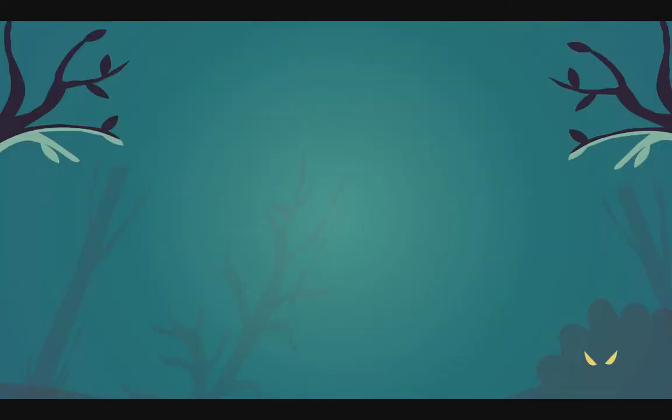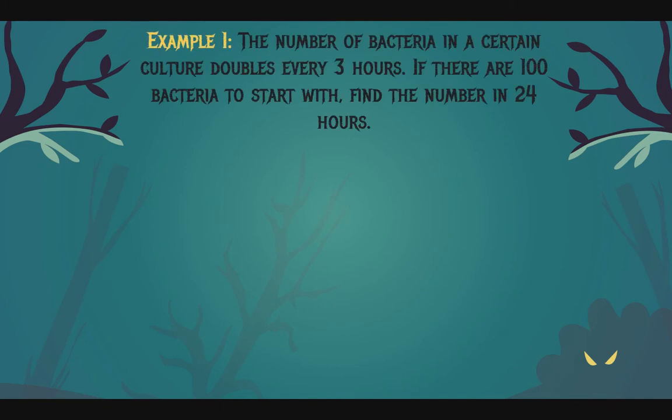So, the number of bacteria in the certain culture doubles every 3 hours. Ito po yung example naman natin for this day 21. If there are 100 bacteria to start with, find the number in 24 hours. So, again, ang formula natin is A sub n is equal to first term times common ratio raised to n minus 1. So, dito, check natin yung mga data na given.